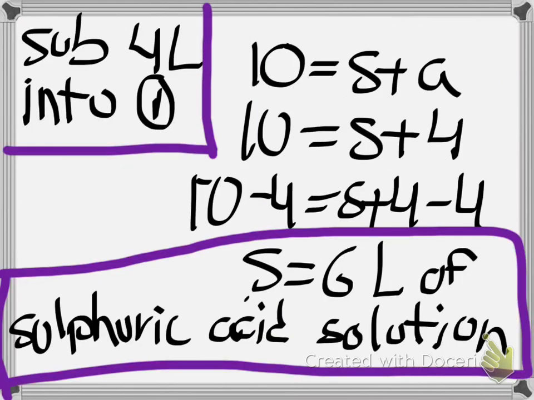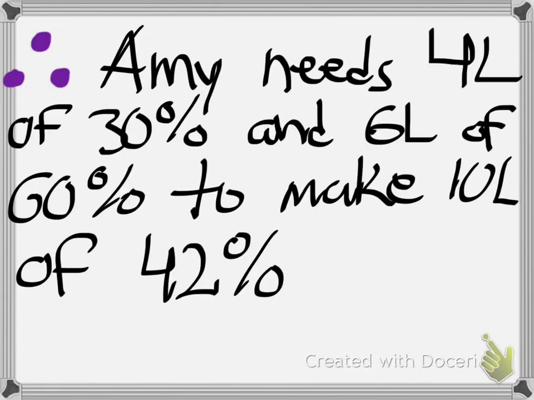And now we have to sub the 4 liters into equation 1 so that we can get the amount of 60% sulfuric acid solution. The first equation is 10 equals S plus A. If you put 4 in for A, then you get 10 equals S plus 4. We want S by itself, so you subtract 4 from both sides, and the answer is S equals 6 liters of 60% sulfuric acid solution.